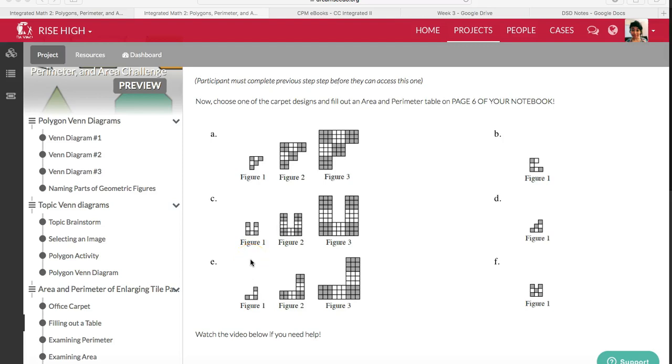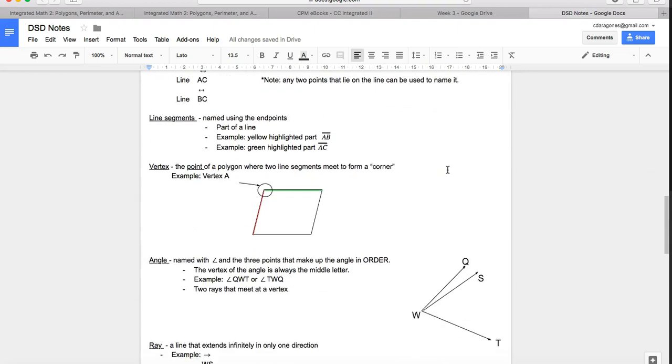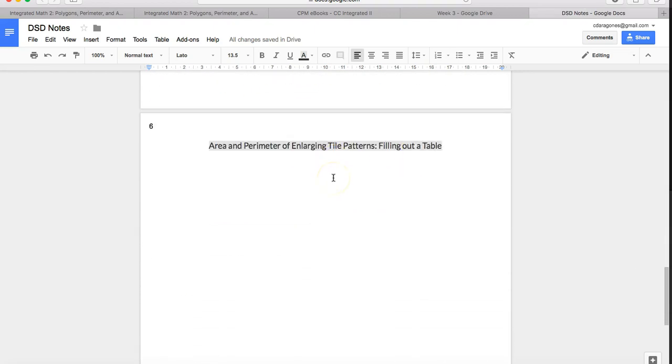All right, so in this section of the challenge, you are going to choose one of the patterns so that we can have an office carpet, and then you are going to create a table for the perimeter and area of these figures being enlarged. So first of all, go to your notebook on page 6. After your geometric figures notes, turn to page 6 of your notebook, and write this title down: Area and perimeter of enlarging tile patterns, filling out a table. Pause the video here until you finish doing that, and then you can move on.